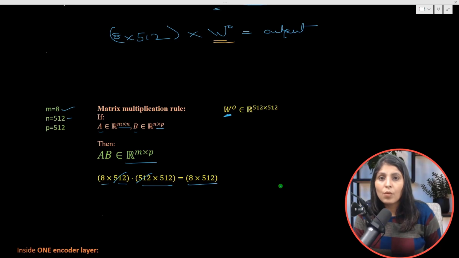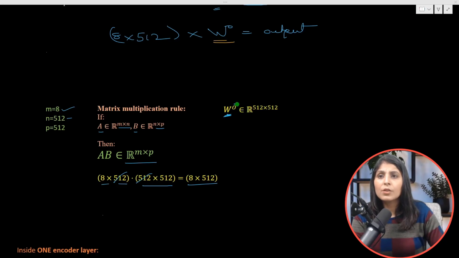And this is what we want, right? We want a matrix of shape 8 into 512 because the input to the encoder is a matrix of shape 8 into 512, and each sublayer of the encoder must produce output of the same size.